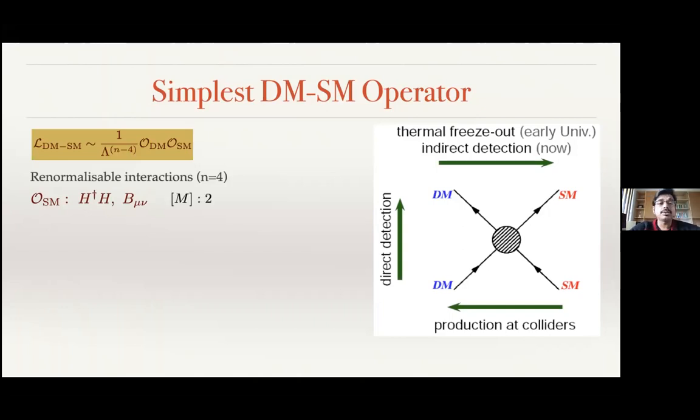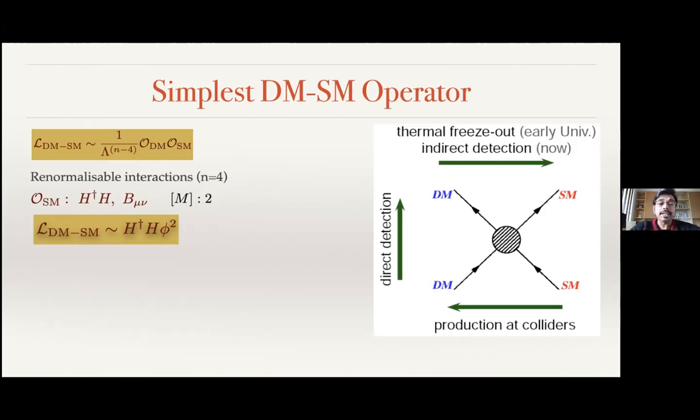One is H dagger H, where H is the standard model Higgs doublet, and the other is B mu nu, which is essentially the field strength tensor associated with the U1 hypercharge. All right. So if we take H dagger H, which has mass dimension 2, then we can have this operator because there are two mass dimensions left to construct the full ODM SM interaction. So we can attach a phi square to it, and therefore we can have the interaction like H dagger H phi square.